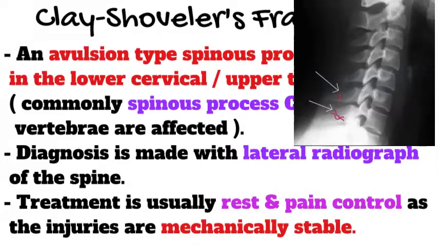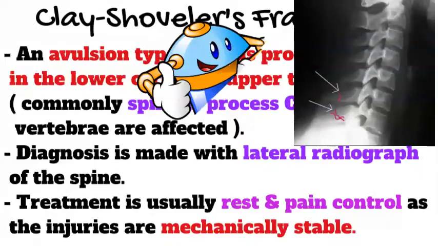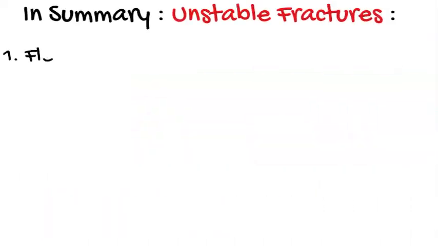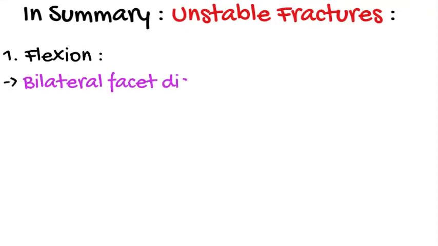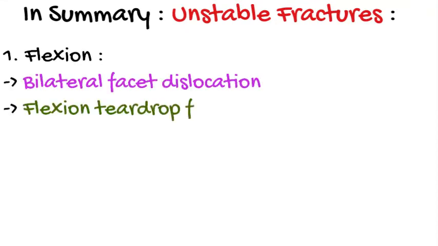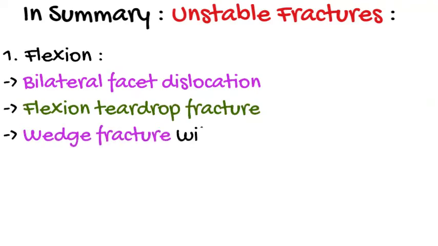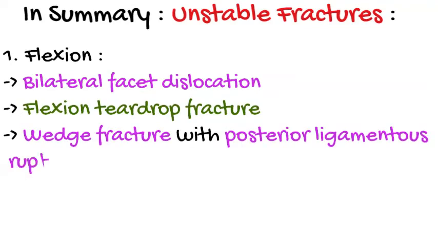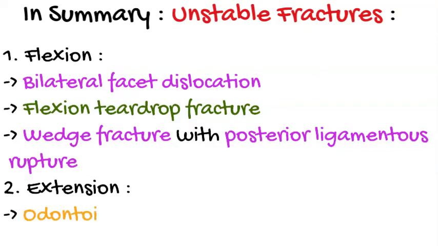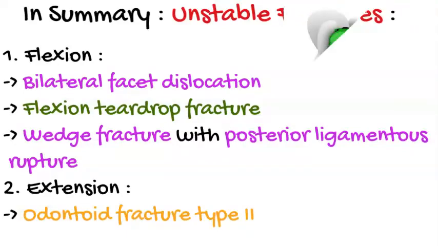So this answers our question. The most stable among the fractures is Clay-shoveller's fracture. In summary, unstable fractures of the cervical spine involve: 1. Flexion type injury. Examples are bilateral facet dislocation, flexion teardrop fracture, and wedge fracture with posterior ligamentous rupture. Number 2, the extension type, involving an odontoid fracture type 2.